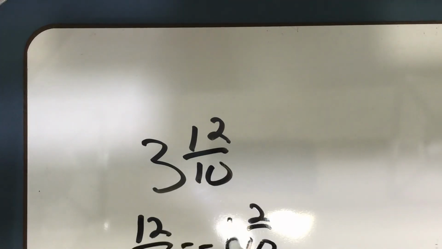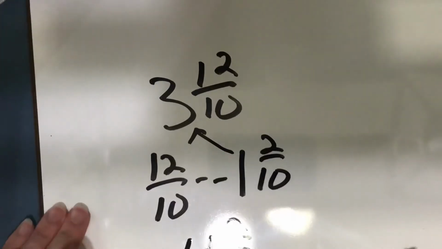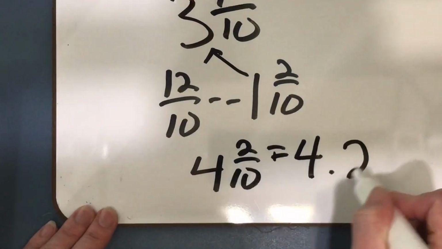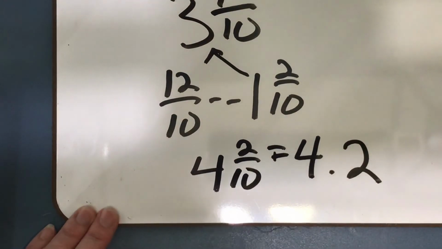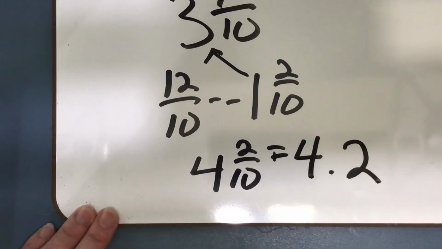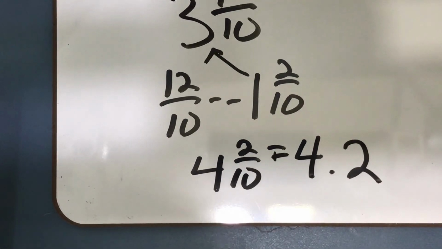So now we'll put my 1 with the 3 and make that 4 and 2 tenths, which I can then write as a decimal, 4.2. So yes, you can write 3 and 12 tenths as a decimal. It would just be written 4.2. So go ahead and do page 206.